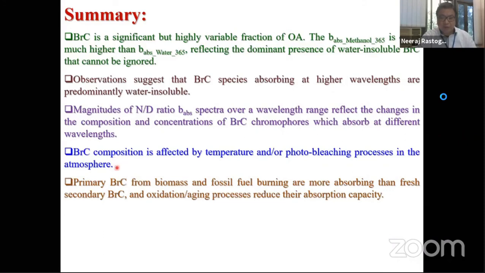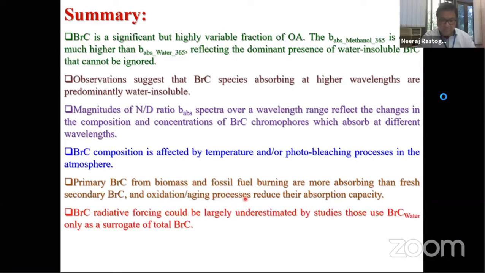Primary BRC from biomass and fossil fuel burning are more absorbing than fresh secondary BRC, and oxidation or aging processes reduce their absorption capacity. Further, BRC radiative forcing could be largely underestimated by studies that use water soluble BRC only as a surrogate for total BRC.